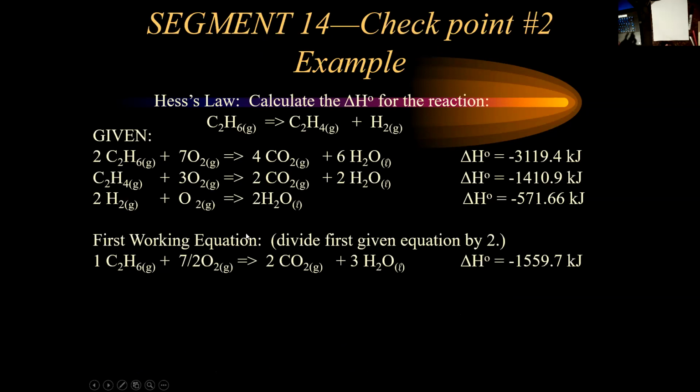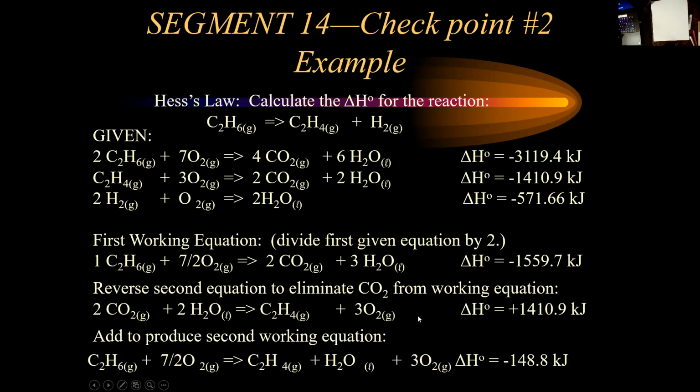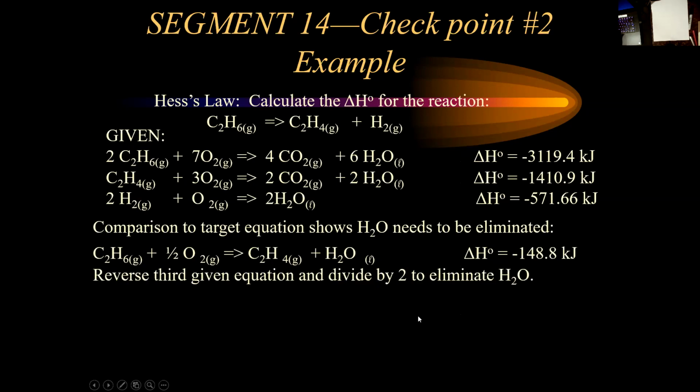Now, if I divide that through by 2 and reverse the second equation, I eliminated the CO2. I got that. Now, if I take this, I'm getting rid of the water. In my working equation, I want to get rid of the water that I had in it, and I've still got 1 water in there. I can do that by adding half of this second equation, and turning it around.